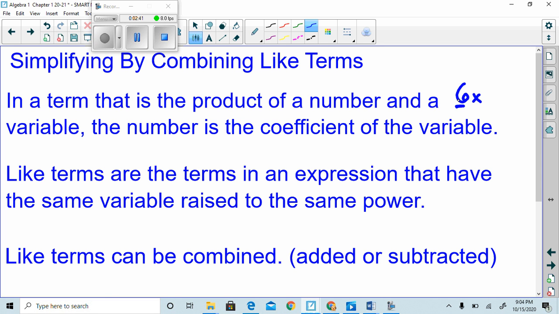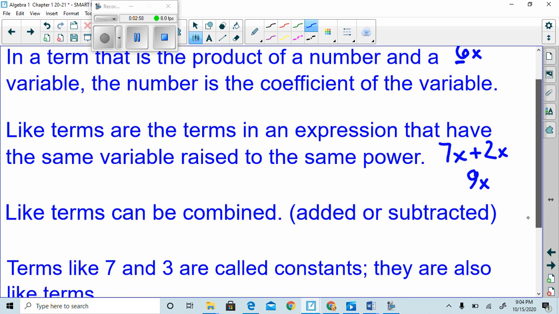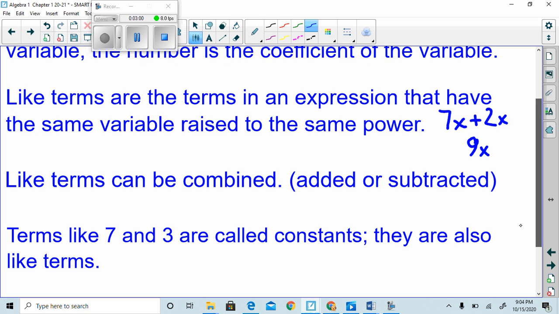Like terms are terms in an expression that have the same variable raised to the same power. I could have 7x plus 2x. And if they're like terms, they can be simplified or combined. That means you can add or subtract them. If I have an expression that contains numbers without variables, these are called constants, and they're also considered like terms and can be added and subtracted or combined.